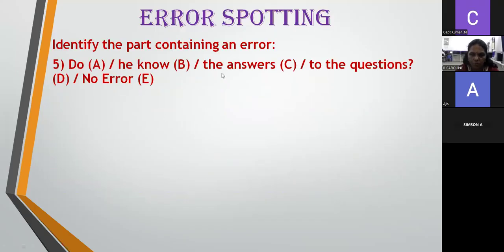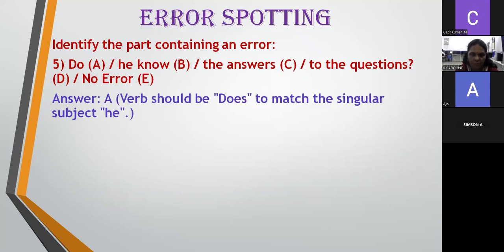Do he know the answers to the questions? Here, the verb is do, and the subject is he, third person singular, and the main verb is know. See, when the subject is third person singular, the do verb must be simple present tense, yes form. So the verb should be does, not do.